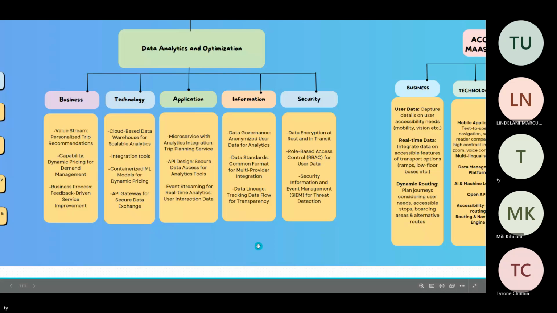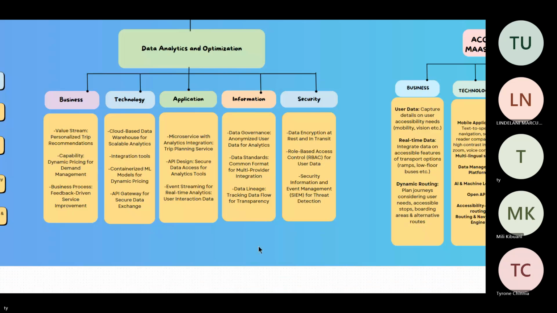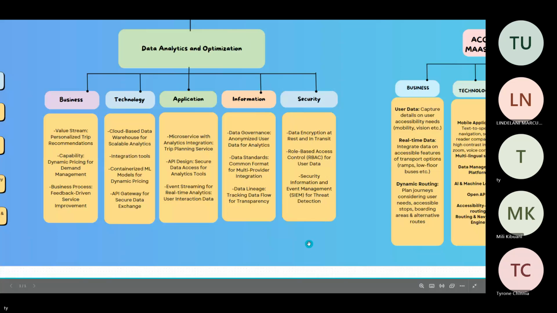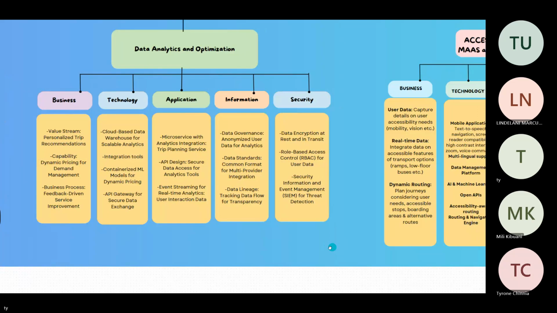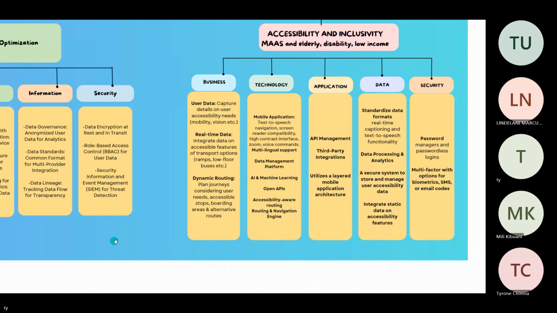We also have our information architecture, where there is data governance, where there will be anonymous user data for analytics. We also have data standards, where there is a common format for multi-provider integration. We also have data lineage, tracking data flow for transparency. And lastly, we have security architecture, where there's data encryption at rest and in transit. We also have role-based access control for user data. And lastly, we have security information and event management for threat detection. And I'll be handing over to Kibuani for accessibility and inclusivity.